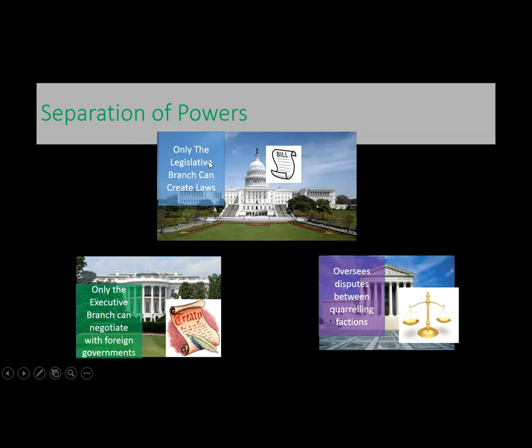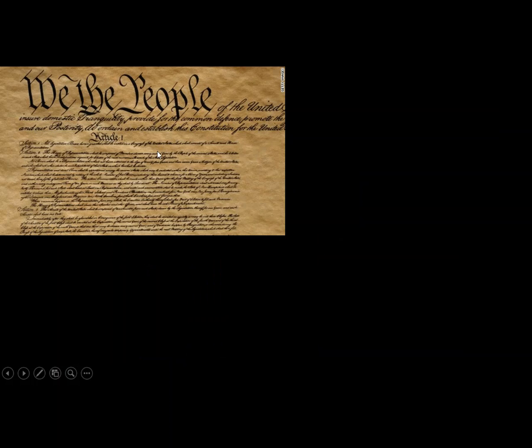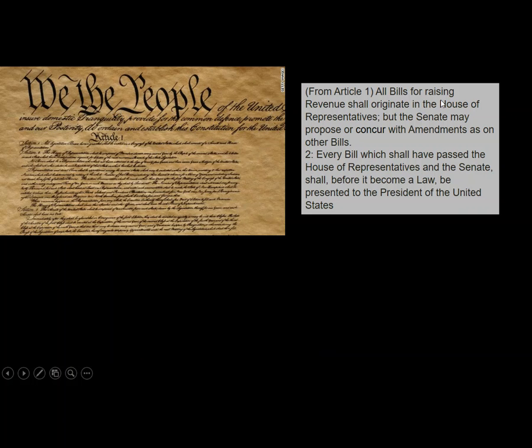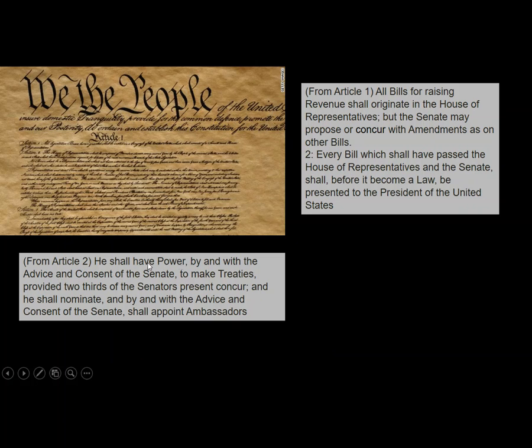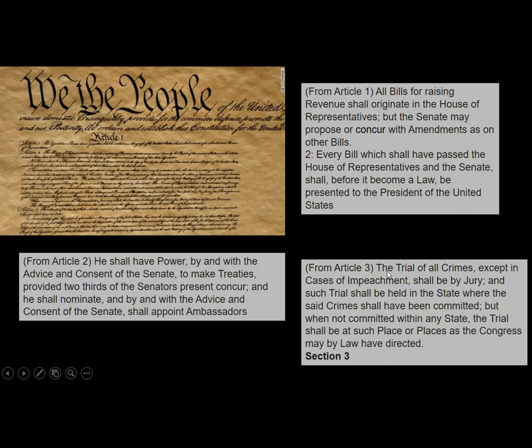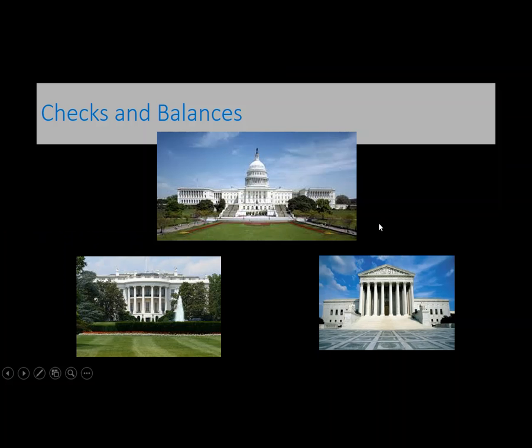So where do I figure this out, right? How do we know that only the legislative branch can create laws? Or how do we know that only the executive branch can negotiate with foreign governments? Well, we're pulling this from the Constitution, right? Article 1, all bills in the House of Representatives. Article 2, the president has the power to make treaties. Article 3, the Supreme Court can try all crimes held in the states where they're committed. So certain powers only belong to certain branches of the government.